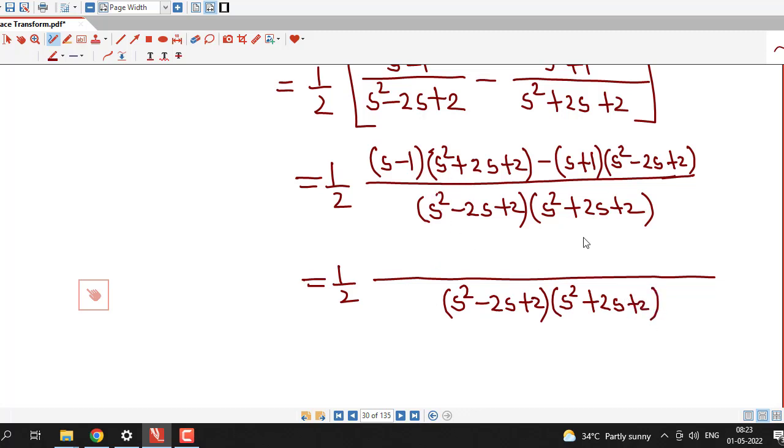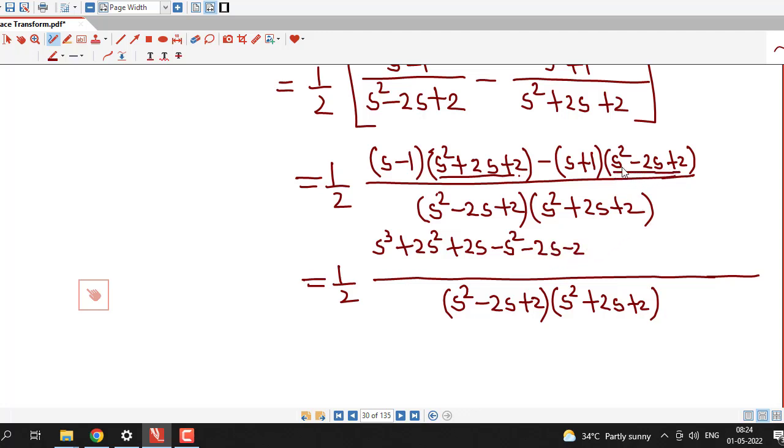First we multiply this bracket by s, and we have s cube plus 2s square plus 2s. Then this is multiplied by minus 1, so we have minus s square minus 2s minus 2.